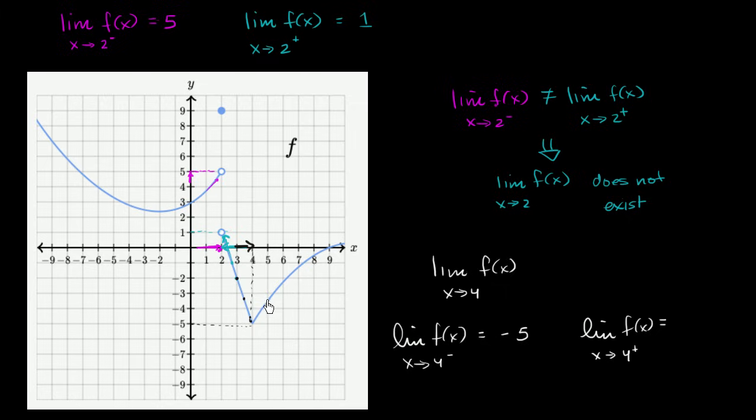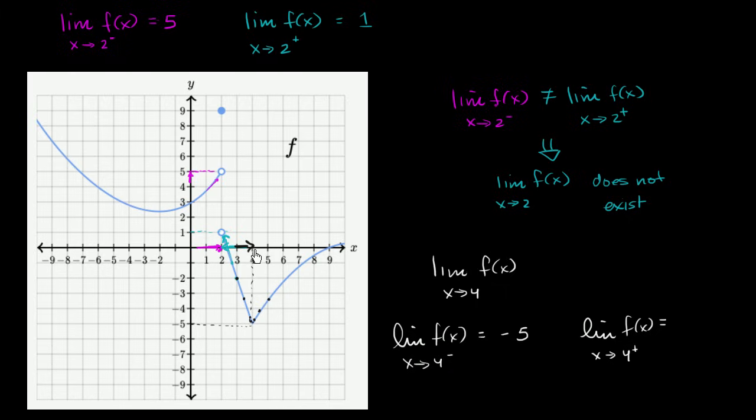f of 5 gets us here. F of 4.5 seems right around here. F of 4.1 seems right about here. F of 4.01 seems right around here. And even f of 4 is actually defined, but we're getting closer and closer to it. And we see, once again, we are approaching 5.